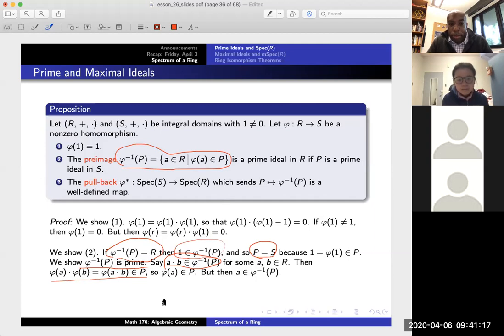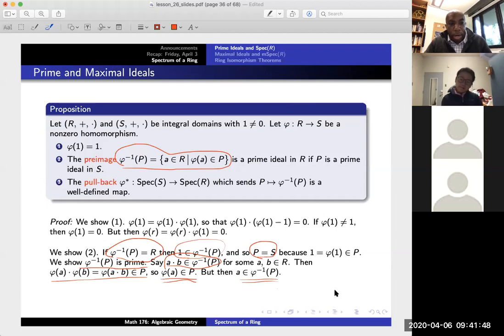But P is a prime ideal. So without loss of generality, I can say here that maybe phi of A is in P. But then that's equivalent to saying that A is in phi inverse P. So if the product is in phi inverse P, then either A or B has to be in phi inverse P. But that's exactly what it means to be prime. Okay, any questions on this one?